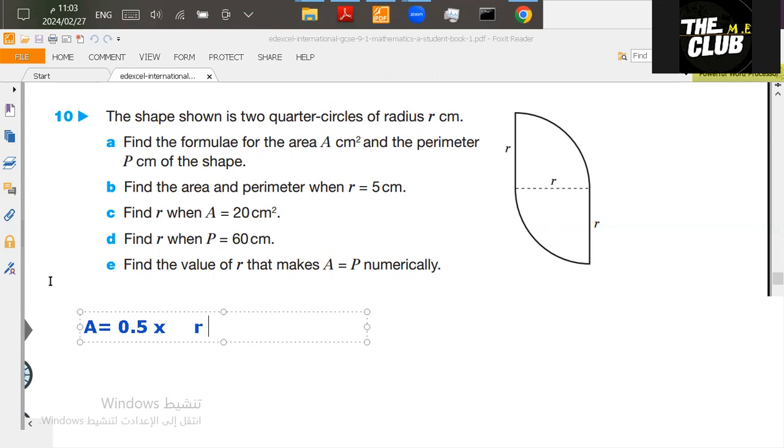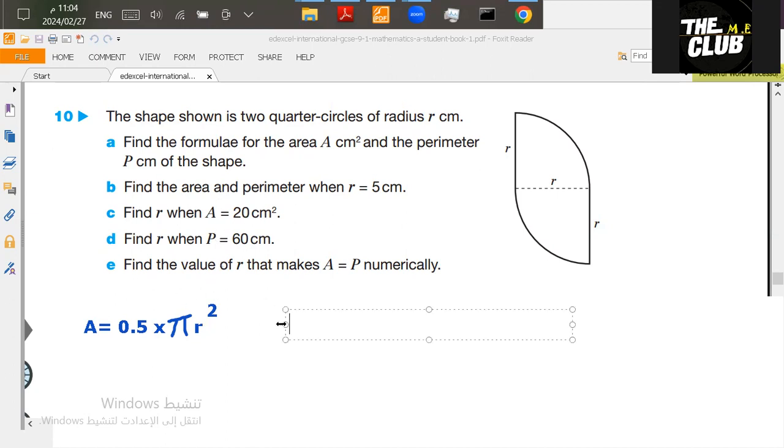So now, let me show you. Pi r squared. So this means what? This is the area of this shape because pi r squared is the area of the whole circle, and this is half a circle, so multiplied by half. Now you can use this to answer the rest of the question, okay?